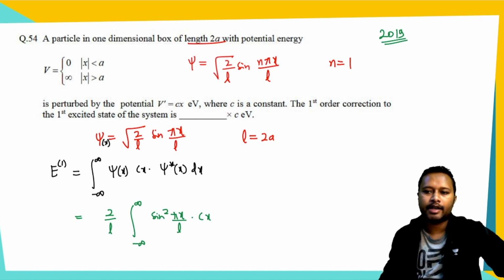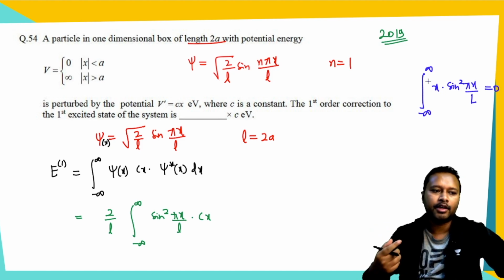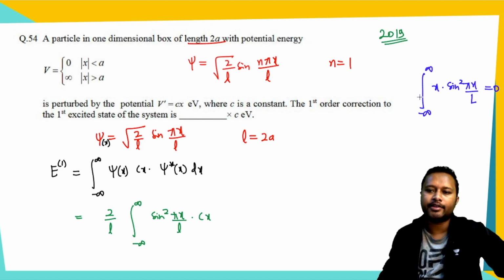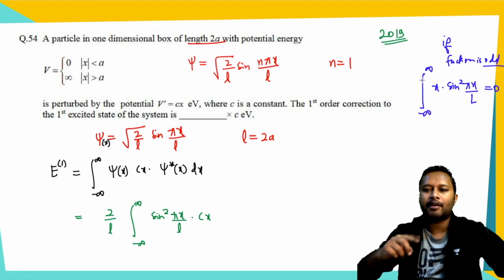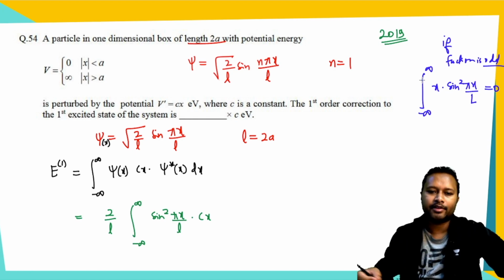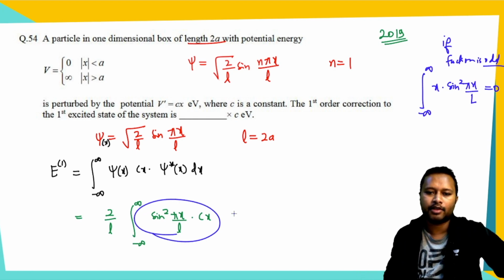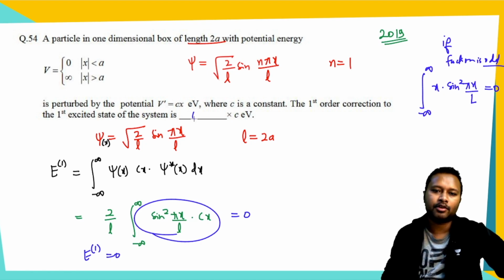Now remember, there is a shortcut trick which I will tell you: if you are integrating from minus infinity to plus infinity, and you have x times sine square of pi x upon L, this should be 0 if your power of x is odd. If the function is odd, you get 0. Since the power of x is 1, the function becomes odd, so this whole thing is equal to 0. So the first order energy correction comes out to be 0. The correct answer is 0.